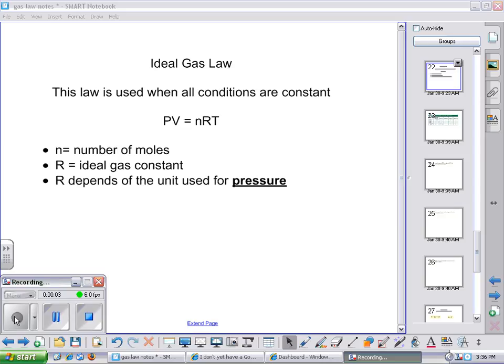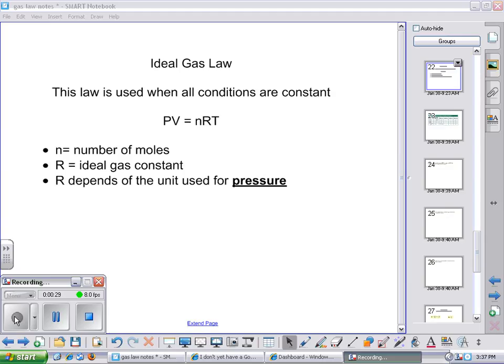In this lesson, we're going to be talking about the ideal gas law. And this one's different than the other laws because in this one, all conditions are constant. There's no changing conditions. It's not like the pressure started out at 1 atmosphere and then over time it changed to 2 atmospheres. This is where the conditions are staying constant. That's why it's ideal situations.